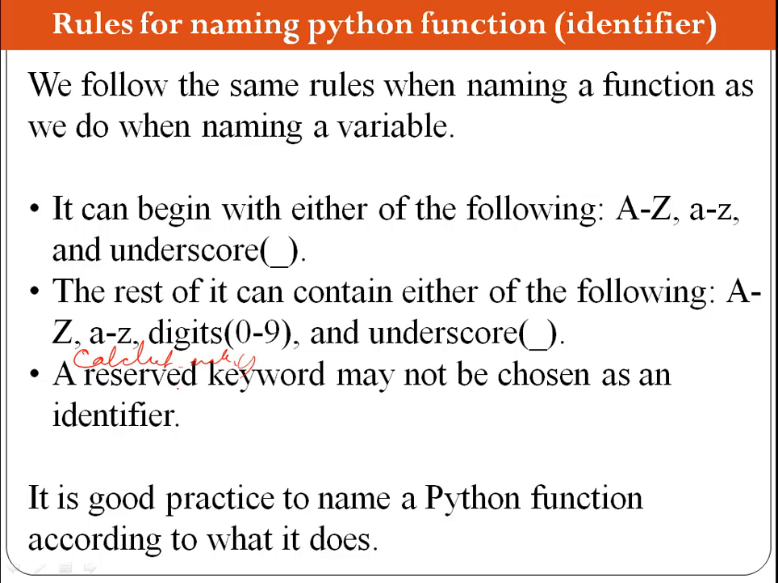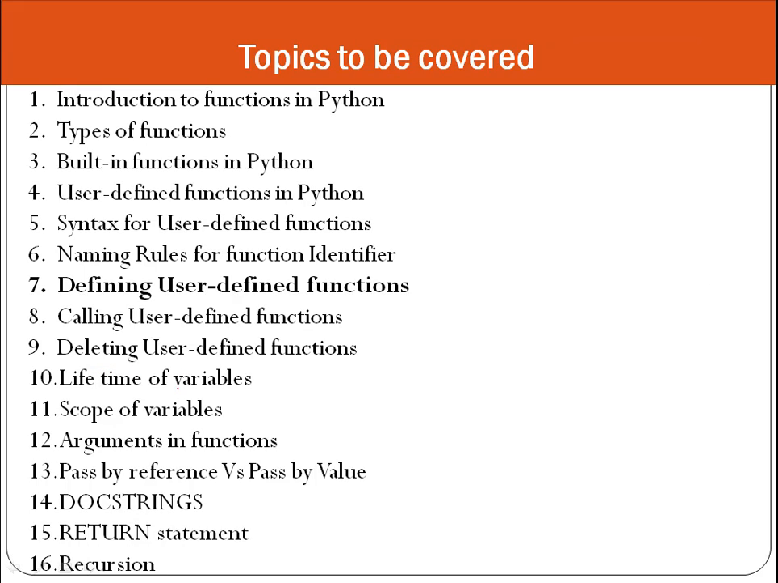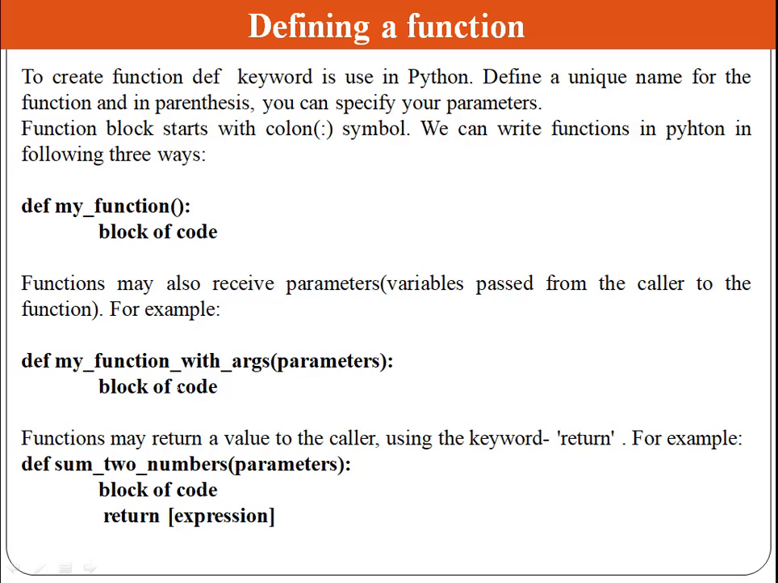Then we are moving towards how you can define user defined functions. To create a function, the def keyword is used in Python. Then you define a unique name for the function, and in parentheses you specify your parameters, whatever your requirements are. Then the function block starts with a colon symbol, and we can write functions in Python in the following three ways.